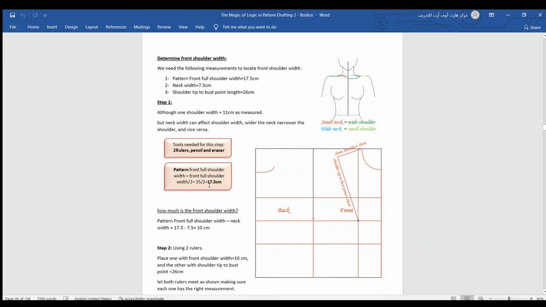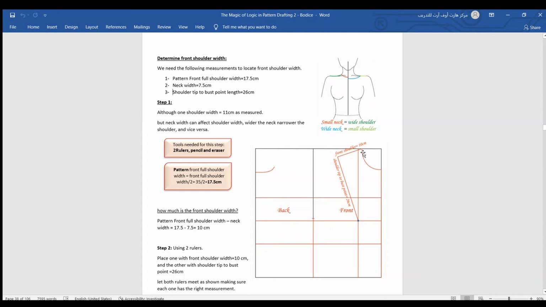Okay, I need you to go and read my book because I left so many notes, but this is how I will explain it to you. You take the front shoulder width, half of it, the pattern one, which is 17.5 centimeter in our measurements, and the neck, which is 7.5 centimeters. So the front measures 10 centimeter. The leftover will be the shoulder. So the shoulder measures 10 centimeter.